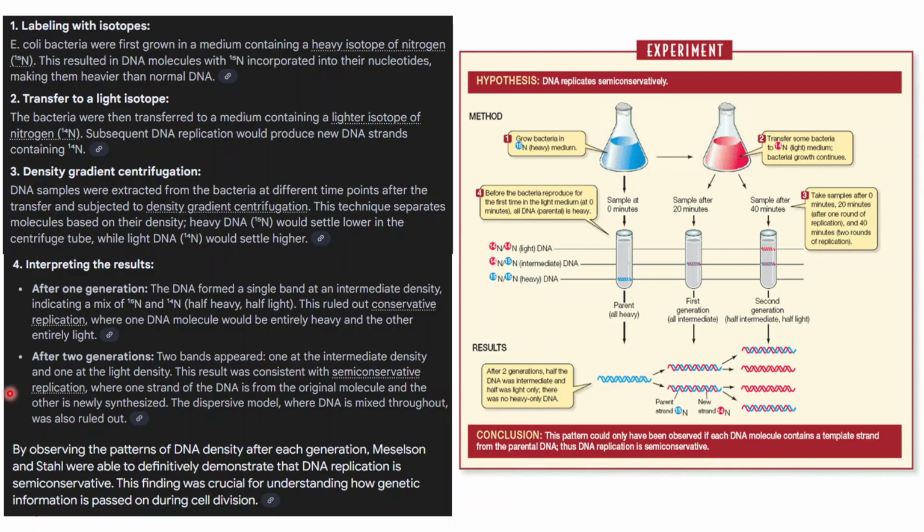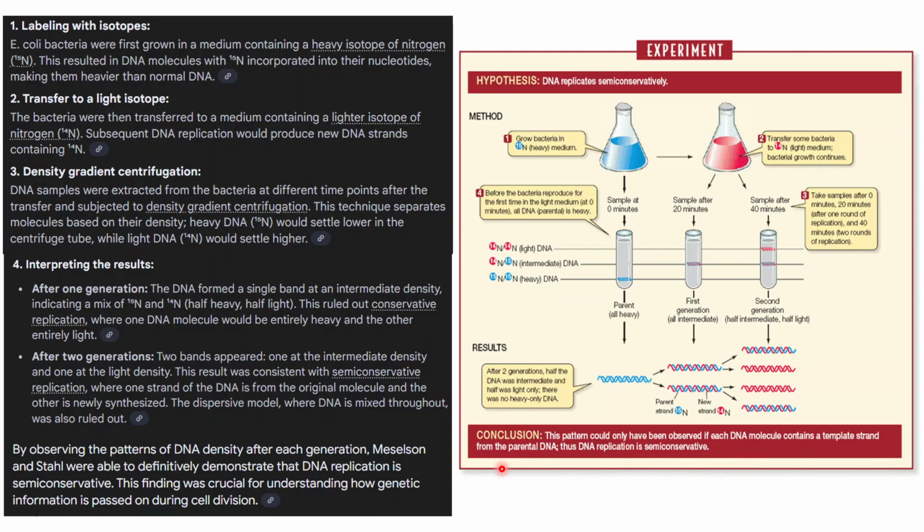One is the intermediate density and one is the light density. This result is consistent with the semi-conservative replication, where one strand of the DNA forms the original molecule and the other is newly synthesized. The dispersive model, where DNA is mixed throughout, was ruled out. By observing the patterns of DNA density of each generation, Meselson and Stahl were able to definitively demonstrate that DNA replication is semi-conservative. This finding was crucial for understanding how genetic information is passed during the cell division.